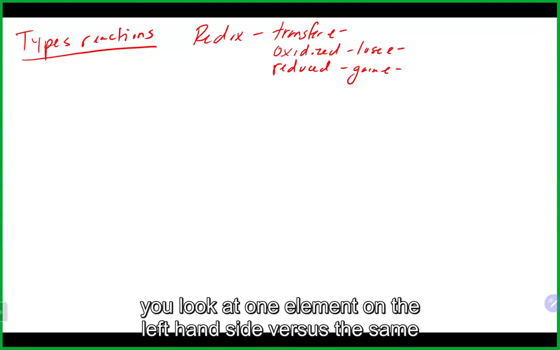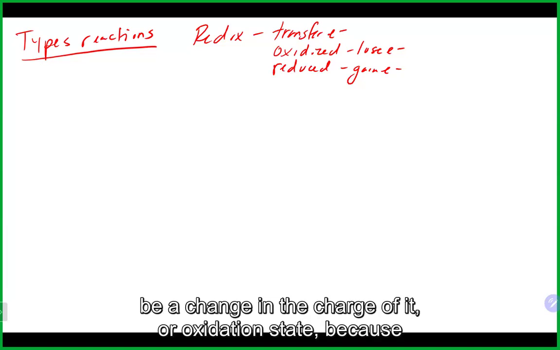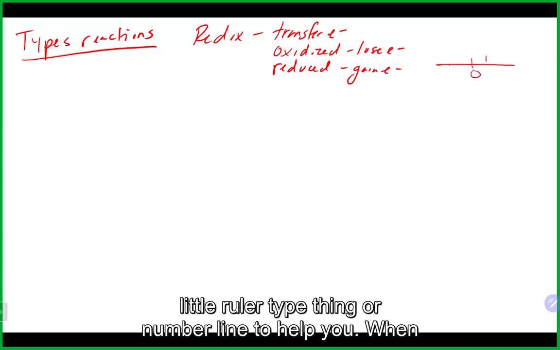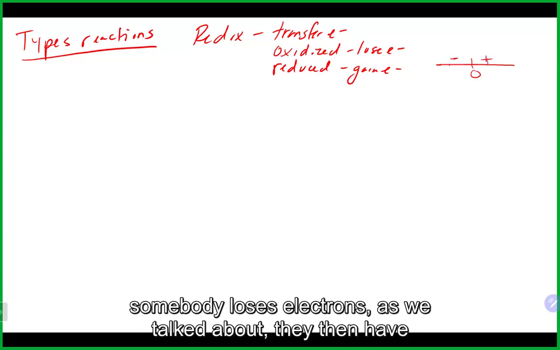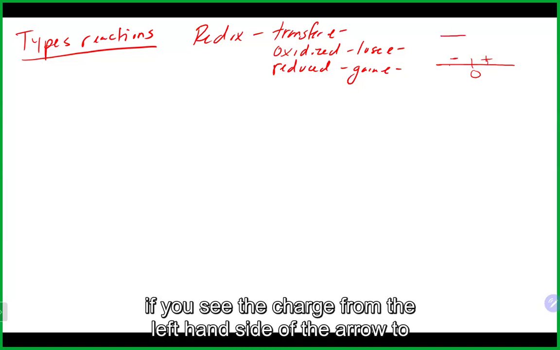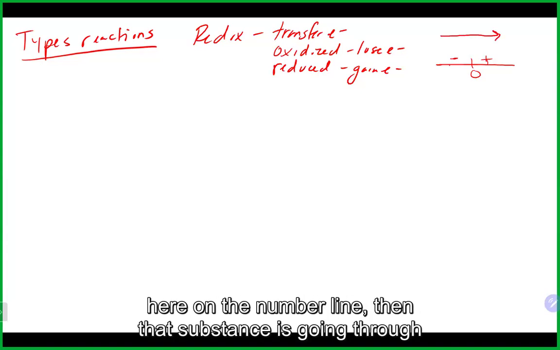So when you look at one element on the left-hand side versus the same element on the right-hand side of the arrow, there's going to be a change in the charge or oxidation state because it either gained or lost electrons. And you can use that little ruler type thing or number line to help you. When somebody loses electrons, as we talked about, they then have more protons than electrons, so they will be more positive. So if you see the charge from the left-hand side of the arrow to the right-hand side move in the positive direction on the number line, then that substance is going through oxidation.